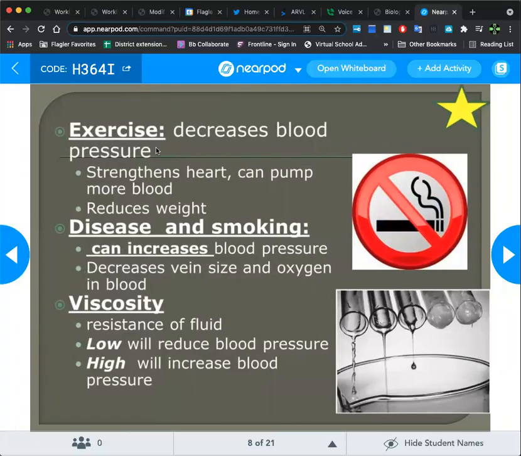All right, so I kind of already mentioned exercise, obviously. So your heart is a muscle. So the more you use your heart through exercise, you strengthen that. And the more you strengthen it, the more efficient it is.